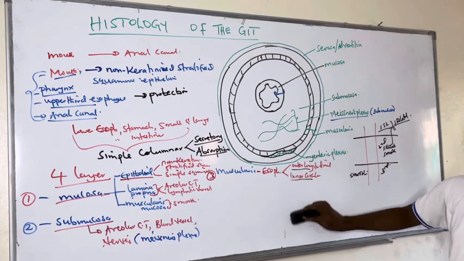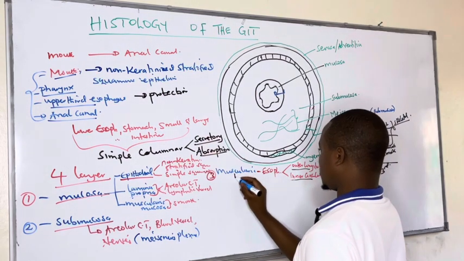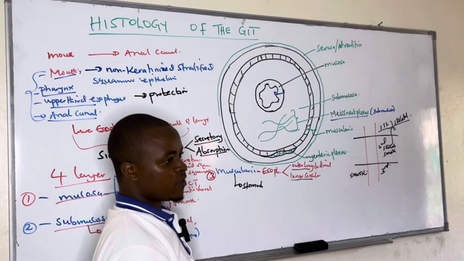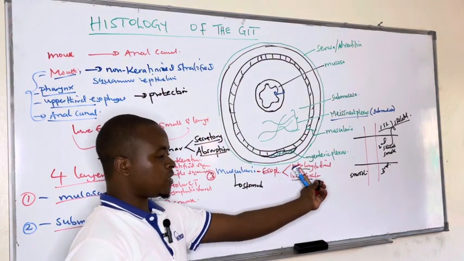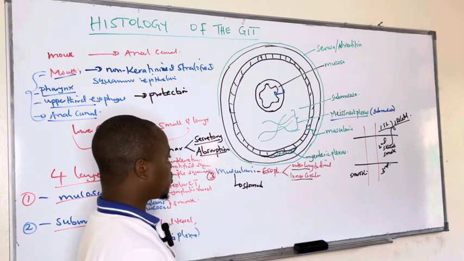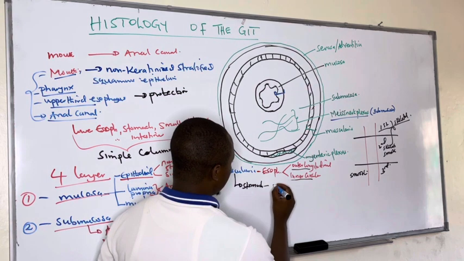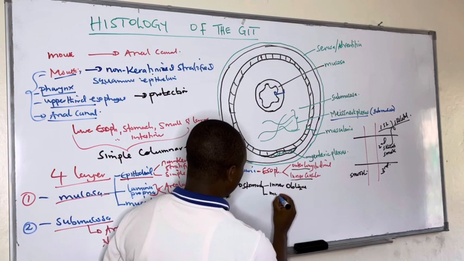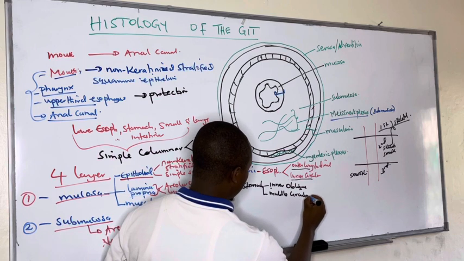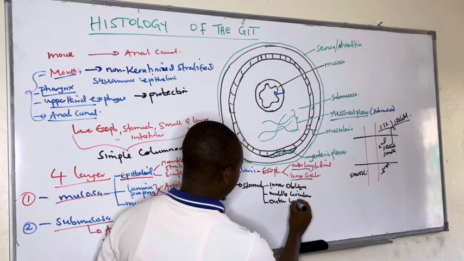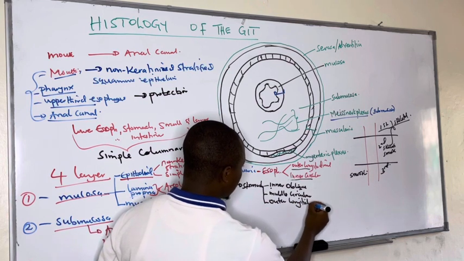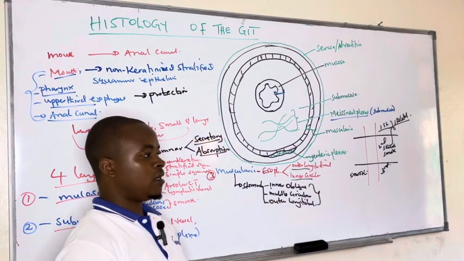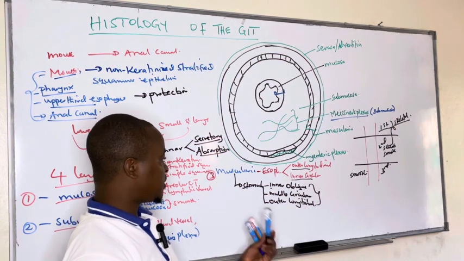And when we go to the stomach, we shall see this muscularis layer is made up of three layers. We have seen the oesophagus has two, outer longitudinal and inner circular. But the stomach has three: the inner oblique, the middle circular, and the outer longitudinal. So its muscularis layer is made up of three layers, and it is the only one which has three layers.